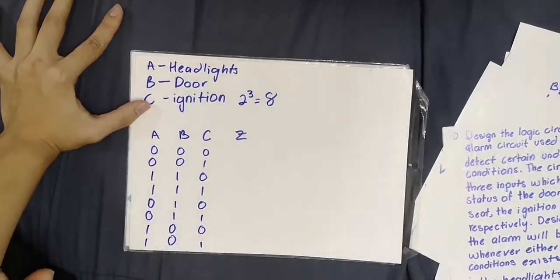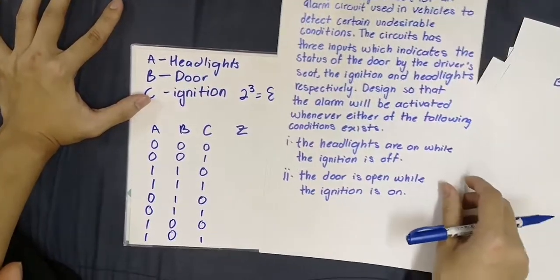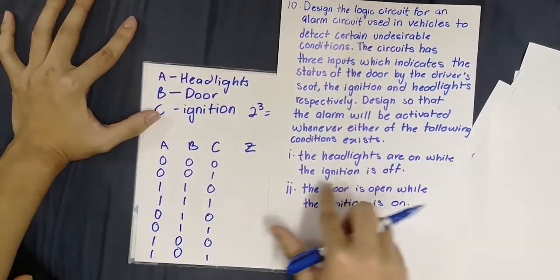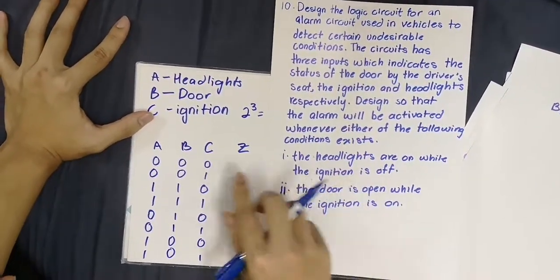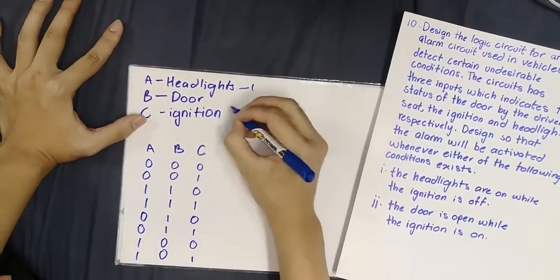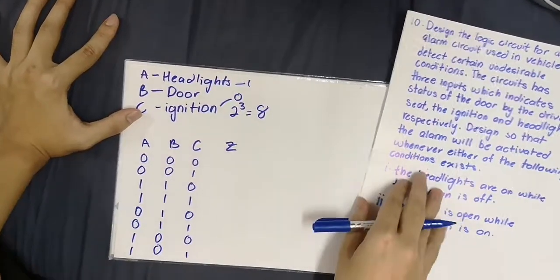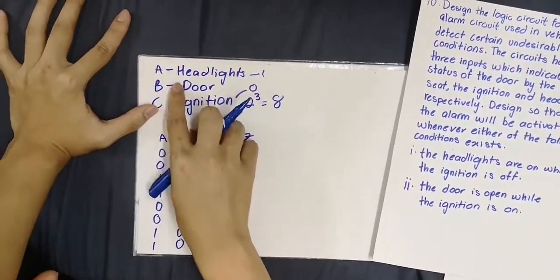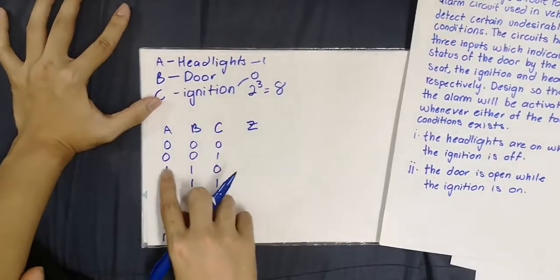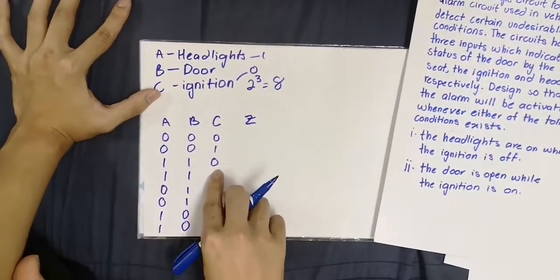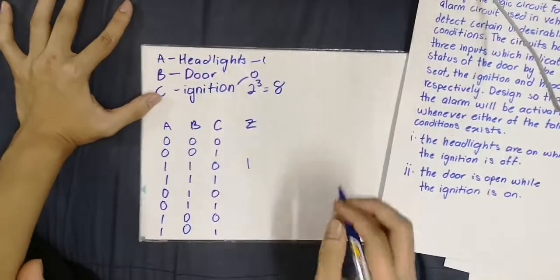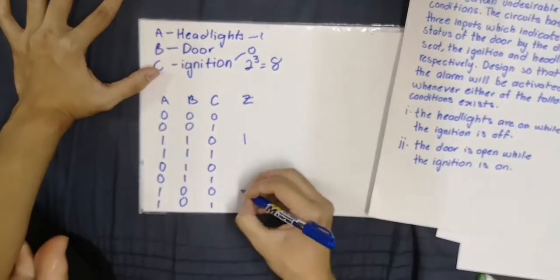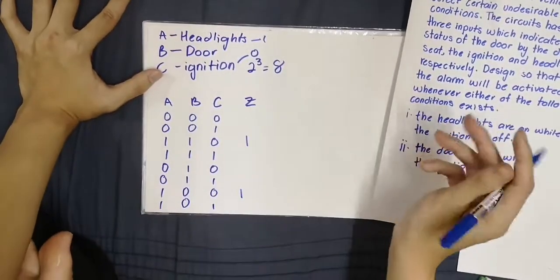So let's take a look back at the states in which the alarm will be on. First, it states that the headlights are on while the ignition is off. This means that A will be 1 while C will be 0. First we find it on the table where A is 1 and C is 0, which is here for example, and we put 1 for the result. And let's find another one, which is also this, and we put 1 also at the Z.